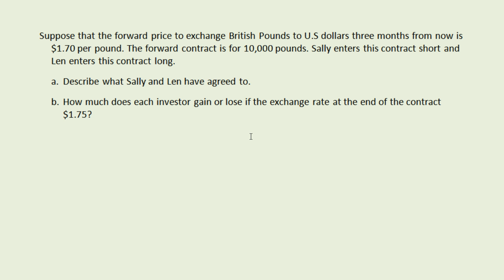So what is left to determine is the amount. The difference here between $1.70 and $1.75 is 5 cents, and the contract is for 10,000 pounds, and that means the amount in question is $500. The price ended up higher than the forward price. Len, the long position in the contract, is going to gain $500, and Sally in the short position is going to lose $500.